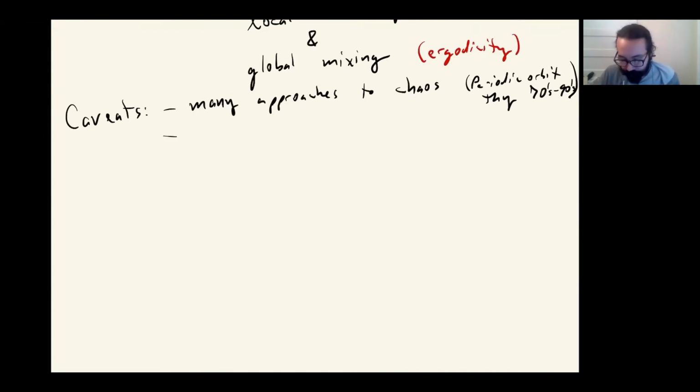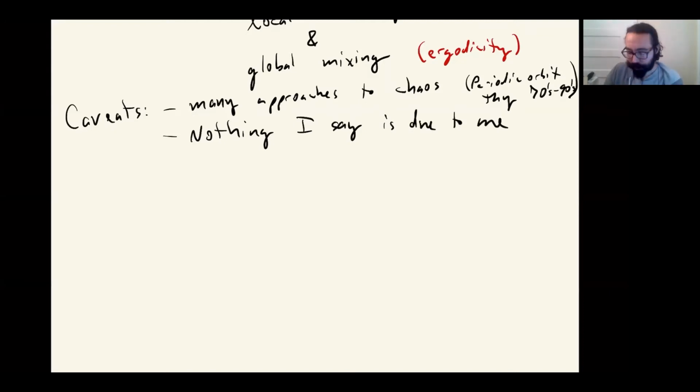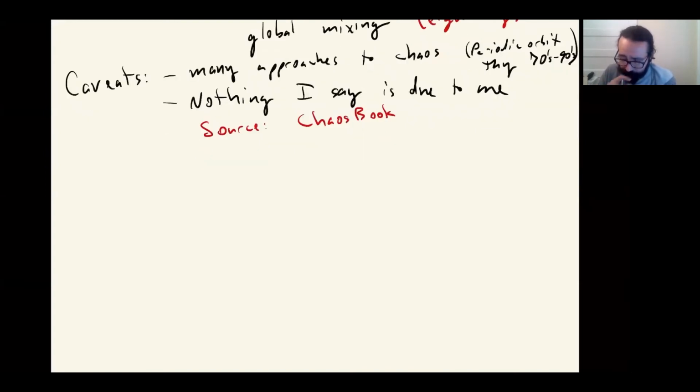Let's see, other caveats. I think it's worth emphasizing that nothing I say is due to me. This is all stuff I've learned from other sources, and in particular, I'm mostly going to be working off essentially the first chapter of this book called Chaos Book. It's some online book. It's rather comprehensive.